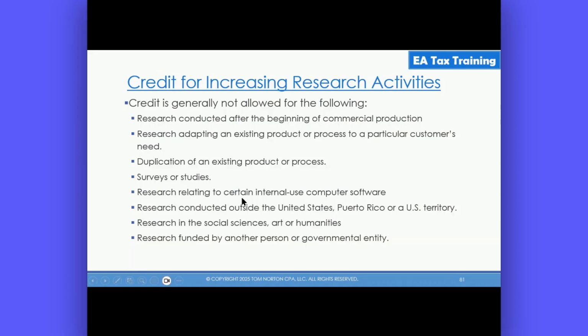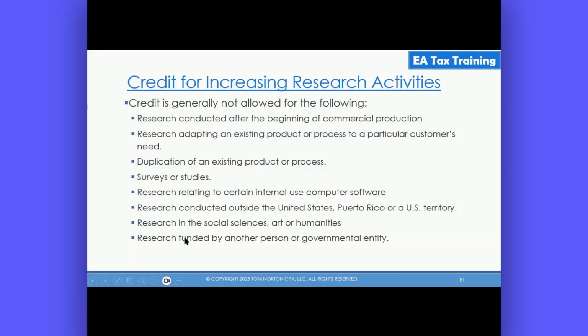Research relating to certain internal use computer software. So again, this is intended to develop things to bring to the marketplace to your customers. So you can't use it for internal use type of purposes. Research conducted outside the United States, Puerto Rico, or a U.S. territory. So it is only for domestic research that you can take the credit.